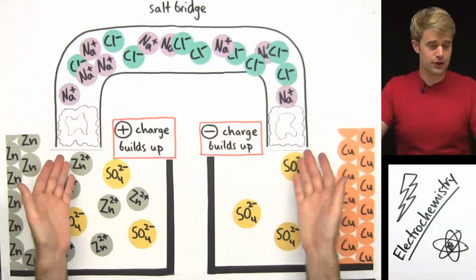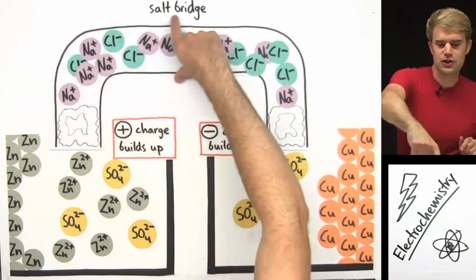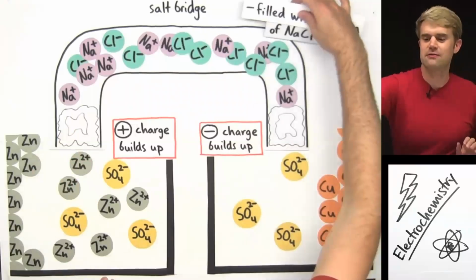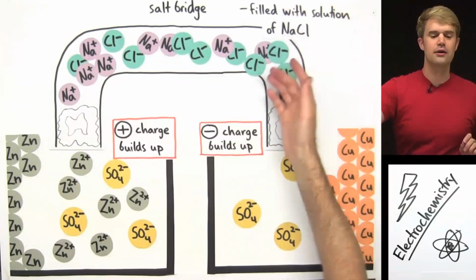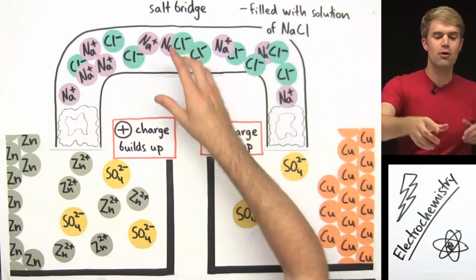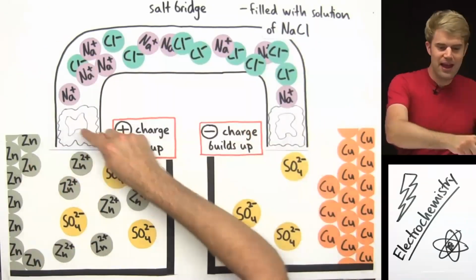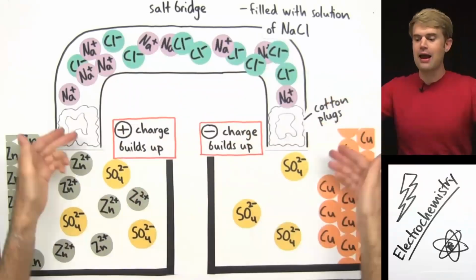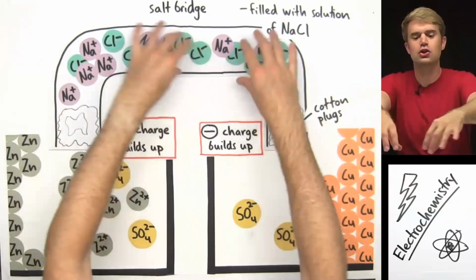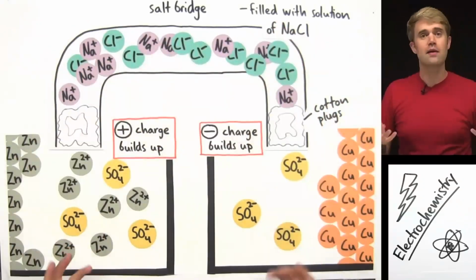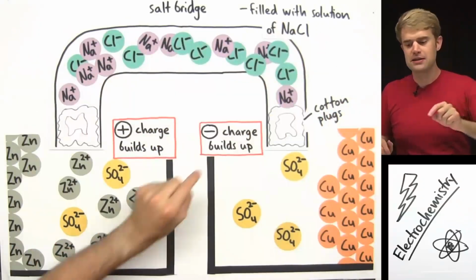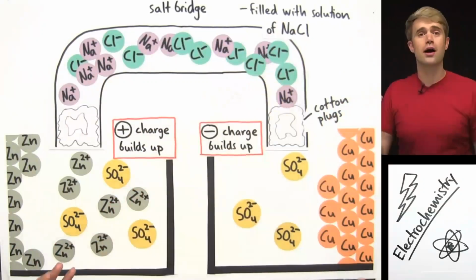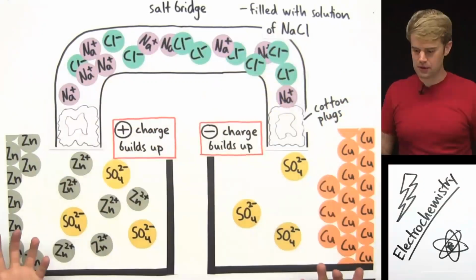Here is the salt bridge. It is a tube shaped like an upside down U that in our case is filled with sodium chloride. You can see the Na plus and the Cl minus ions. Now at the ends of the salt bridge, there are cotton plugs, a little bit of cotton there. And the cotton prevents the solution from just pouring out into the half cells. But these ions are able to slowly pass through the cotton plugs, and here's what happens.